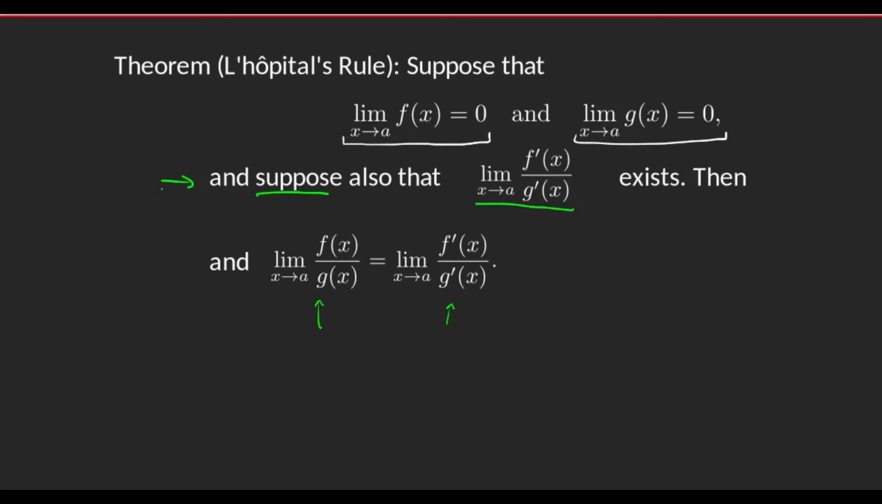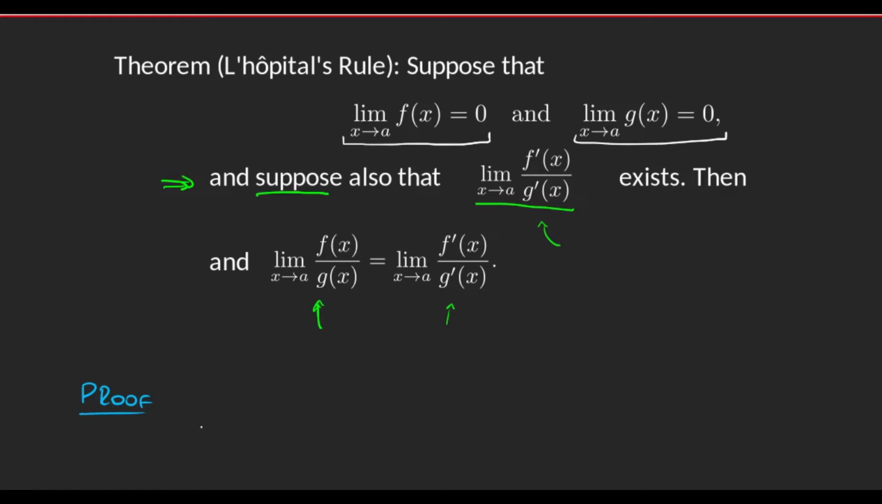I don't know how to stress this enough. We first have to solve this limit, and when we can say, okay, this limit exists, then we can say it's equal to the original one. We're going to see this with an example, so for now let's just focus on the proof.